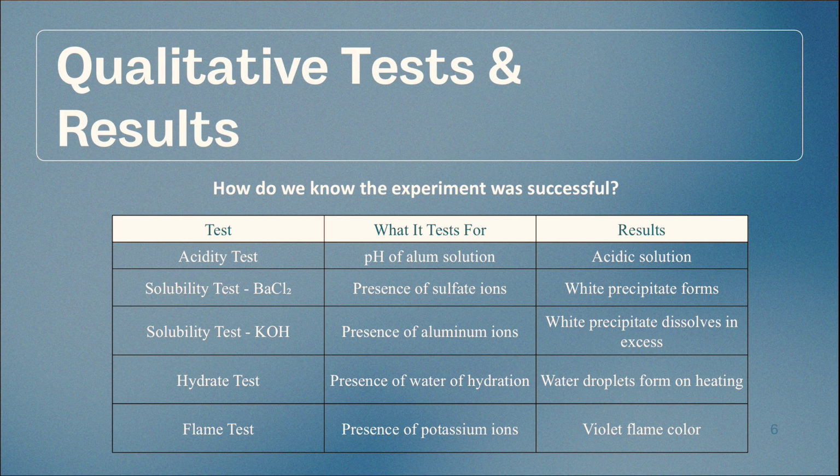This slide focuses on the qualitative tests used to confirm the success of our synthesis. Each test was designed to verify a specific property of the alum product. We're going to go over these tests and the results.